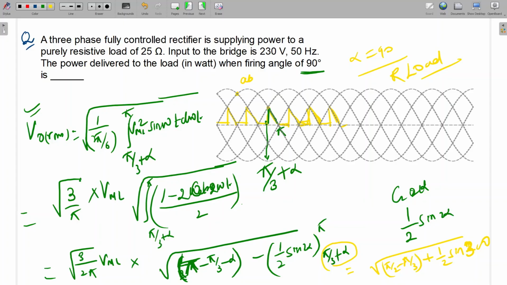Minus root 3 by 2 into 1 by 2. How much? Minus root 3 by 4 plus pi by 2 minus pi by 3. Pi by 2 minus pi by 3. 0.09 I am getting. I think, is it correct or maybe 0.0905 under root, 0.0905, 0.3.